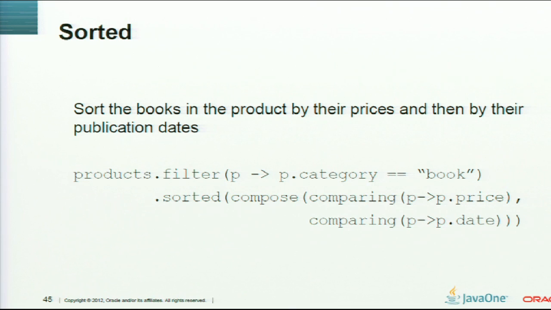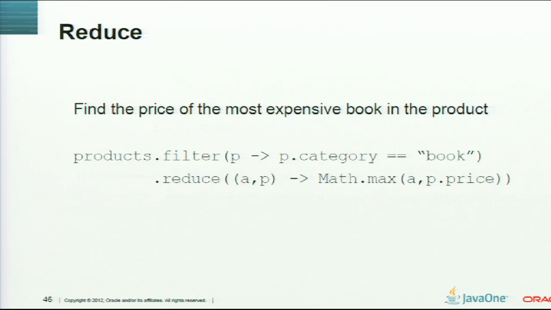So in this case, we have a composition of two comparators, and the first one is comparing on the price first, and the second one comparing on the date. So these are just examples about what you can do with Lambda expressions in EL, and obviously the user could specify their own comparisons by writing appropriate Lambda expressions.